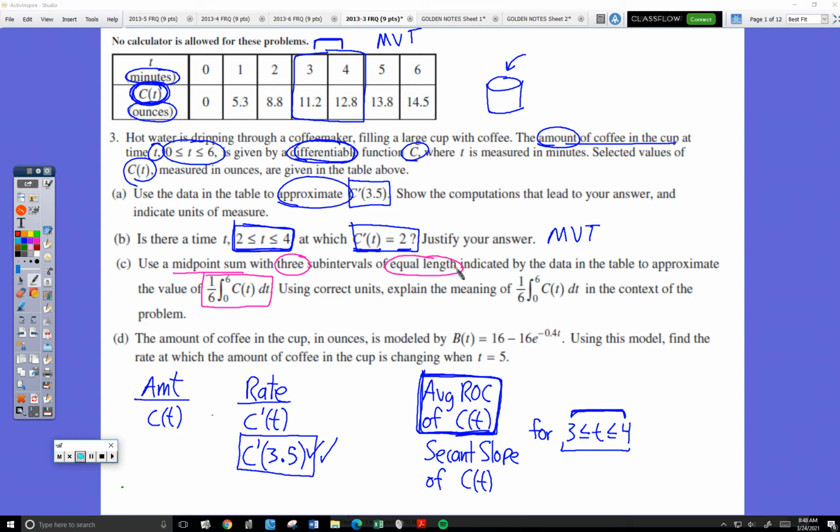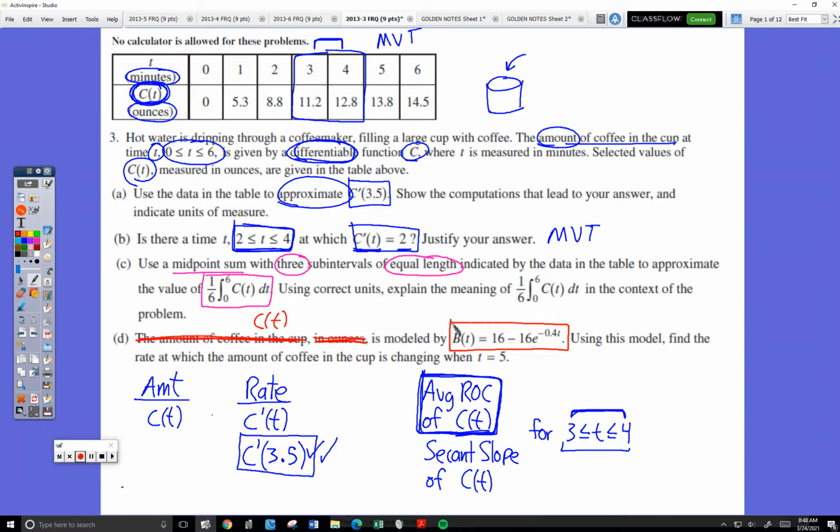Okay, part D. The amount of coffee in the cup, the amount. So that's C of T. You just cross that off. It's better to get rid of words and go with symbols. C of T, yeah, we know it's ounces, is modeled by this formula.